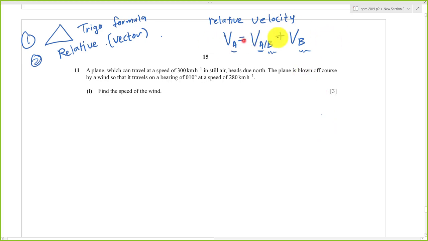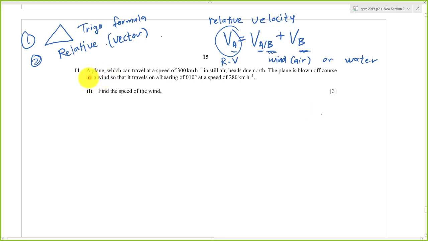The purpose of giving you this formula is that the velocity of A will always be your resultant vector. Then these two vectors you need to join together to get the velocity of A. A can be a plane, can be a boat, can be a human, can be anything. B here is normally either the wind, or it can be water. When we see the water case, which they call the river case, I will explain more. If you understand all the basics here, then we're going to go into these questions.